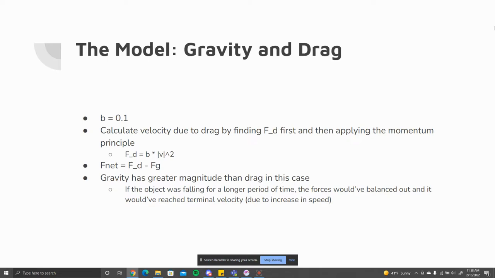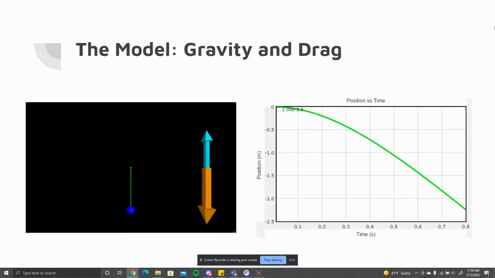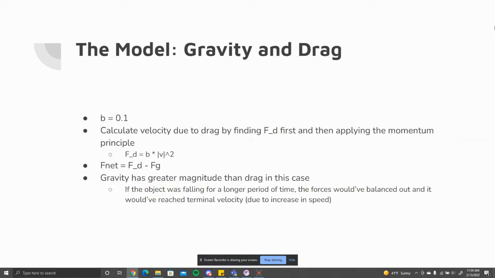For this model, I use b equals 0.1, which is very small, but considering that I did this in my room, where the air resistance is almost negligible, I think it's pretty accurate to say that b could be very low, right? The constant. The F net is going to be FD minus FG, where FD stands for F drag, right? Obviously, because from the force diagram that we've seen, the drag is pointing in the positive y direction, and gravity is pointing in the negative y direction.